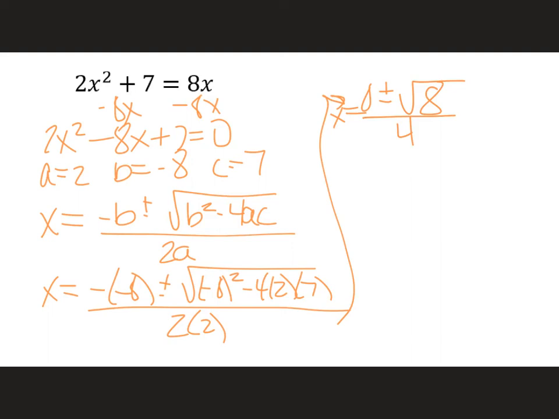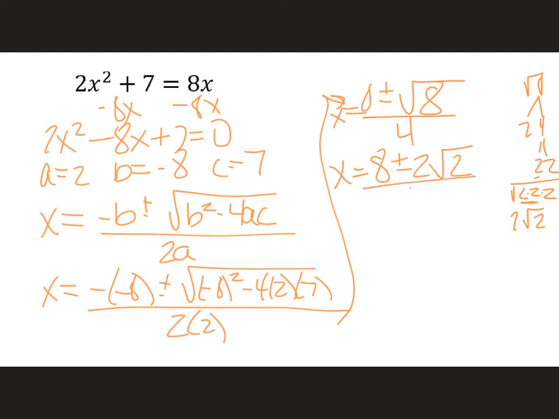This is another example where 8 is not a perfect square. So we would have to simplify the square root of 8. So the square root of 8 can break into 2 times 4, and 4 is 2 times 2. So we have 2 times 2 times 2. We do have something times itself, so we would have 2 square root of 2. So I would come back and say 8 plus or minus 2 square root of 2 all over 4.